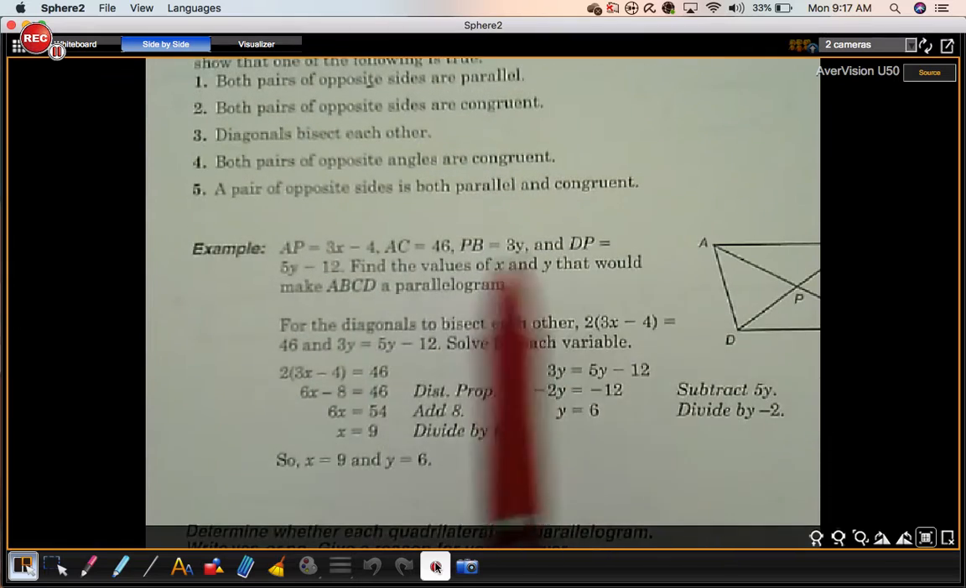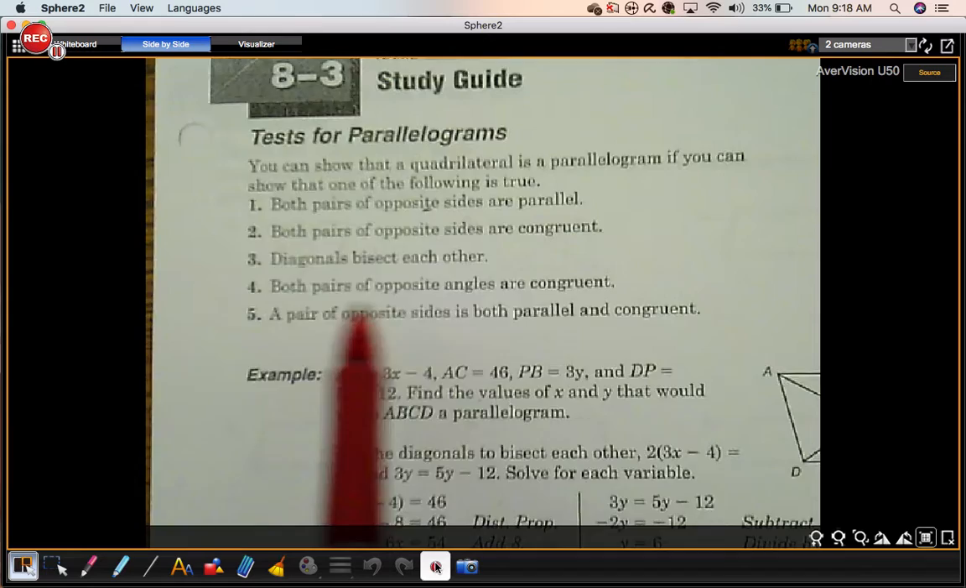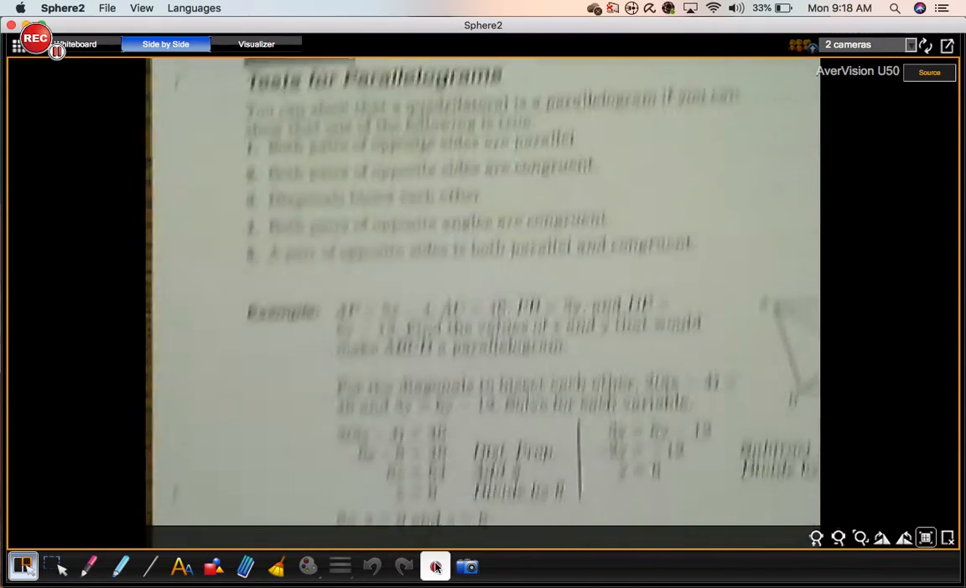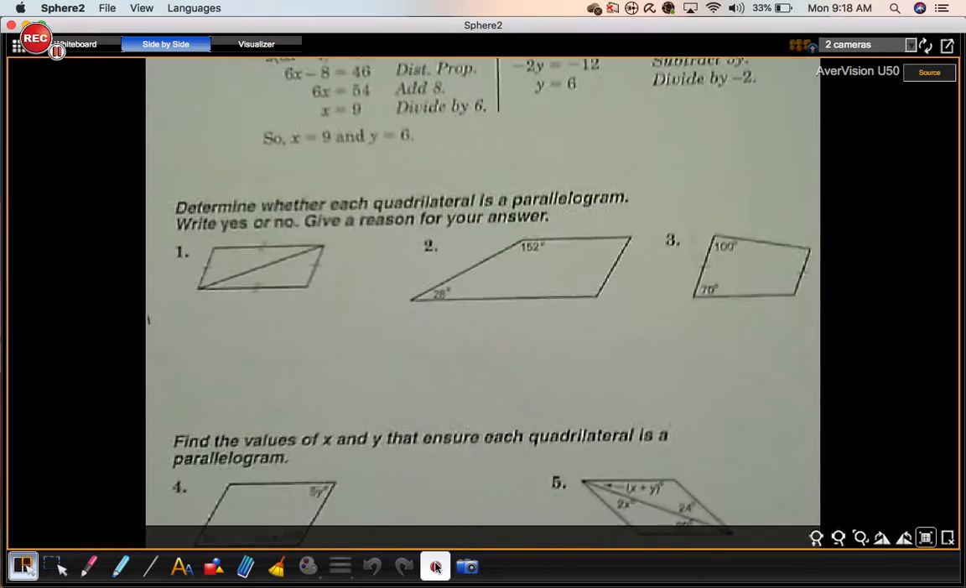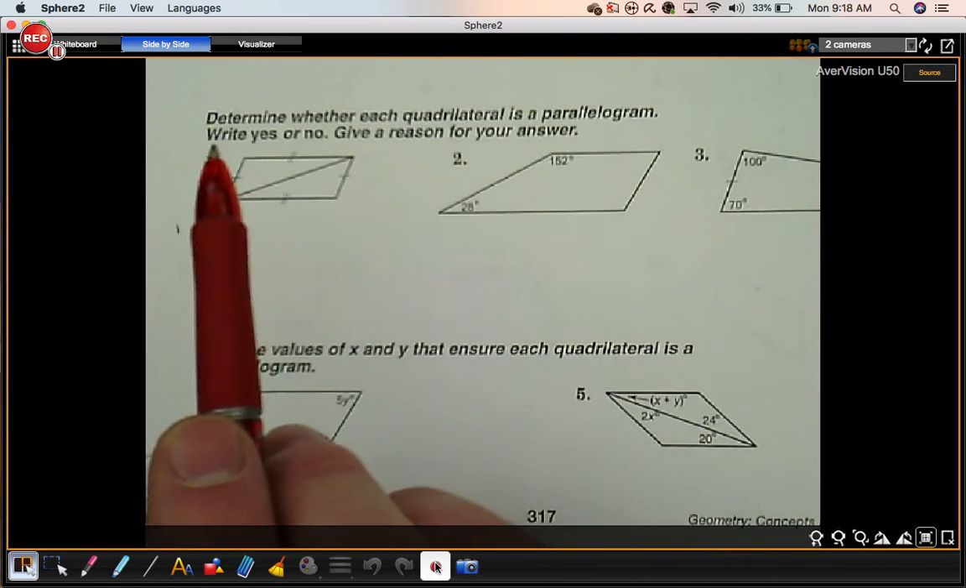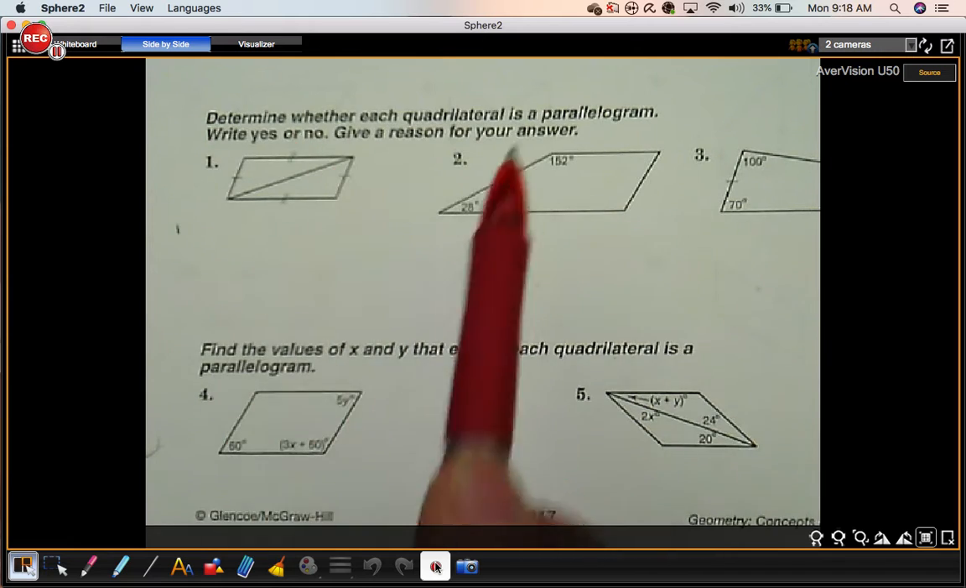It even works through an example. But this list is nice to reference when you're doing all of the worksheets from this section. So we're going to determine whether each quadrilateral is a parallelogram. We're going to write yes or no and give a reason for your answer.